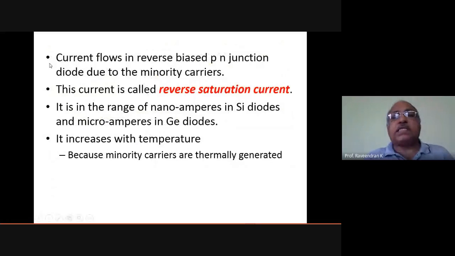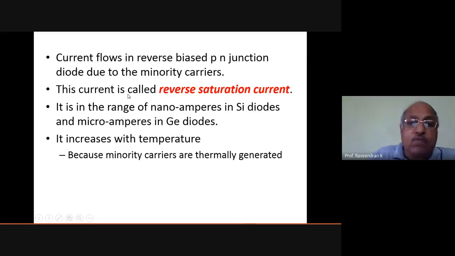Current flow in a reverse biased PN junction diode due to the minority carriers is called reverse saturation current or leakage current. If the leakage current is increased more and more, what happens? There is a limit for the applied voltage, the peak inverse voltage, beyond which the diode PN junction will get damaged and a very large current will flow in the reverse direction. Of course, in that condition, the diode will get damaged.